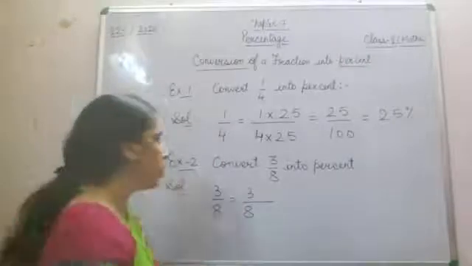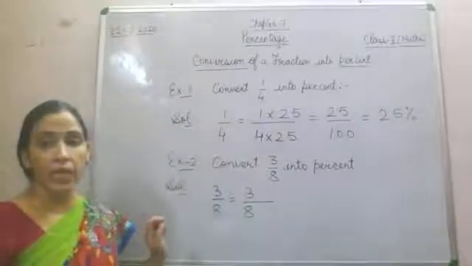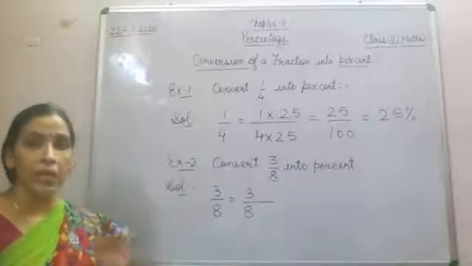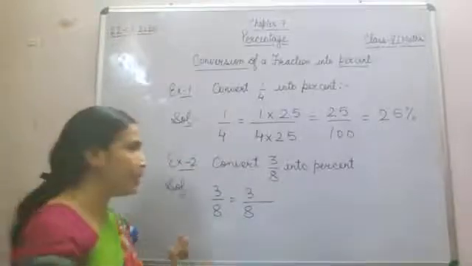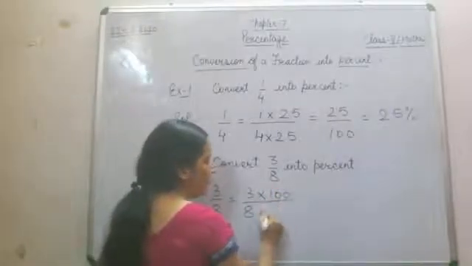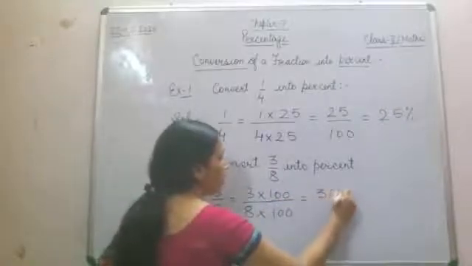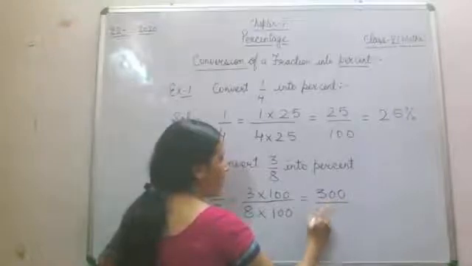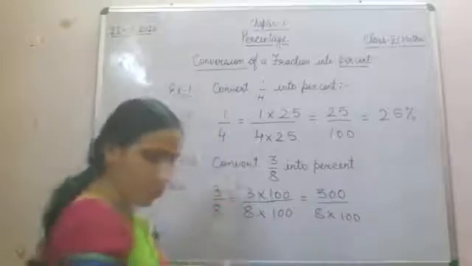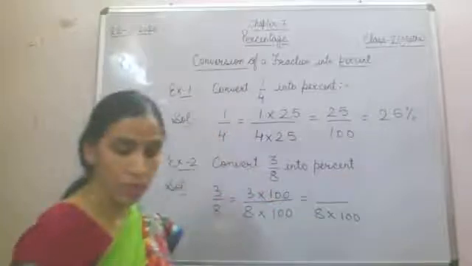So what can we do? We can multiply by 100 in the numerator and in the denominator. So let's multiply 100 in the numerator and 100 in the denominator. So what will we get? We will get 300 by 8 into 100, or we can write it separately: 3 will be multiplied by 100, and then we can reduce here.